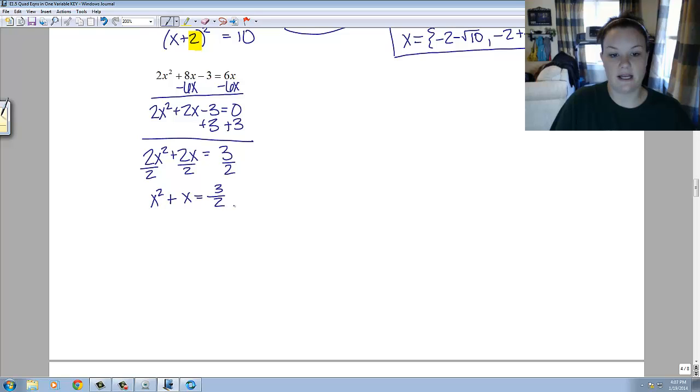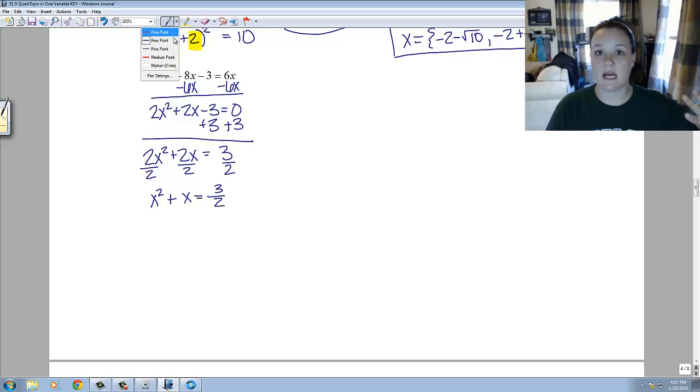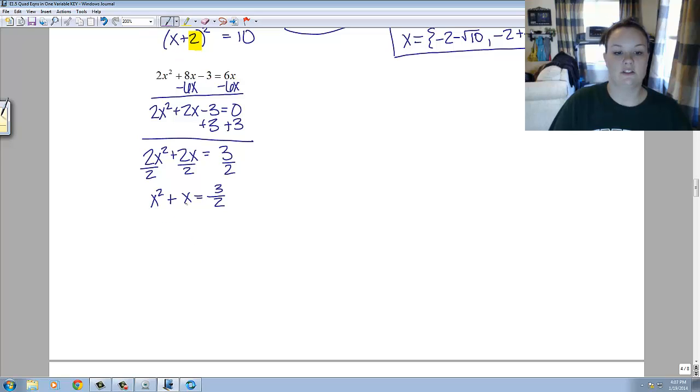So I look at my x term coefficient, which in this case is a 1. So I'm going to take 1/2 of 1, or 1 over 1, which we all know half of 1 is 1/2. Okay. And then remember, we square it and add it to both sides. So I'm going to say square it, which is going to give me 1/2 squared, and I'm going to add it to both sides.